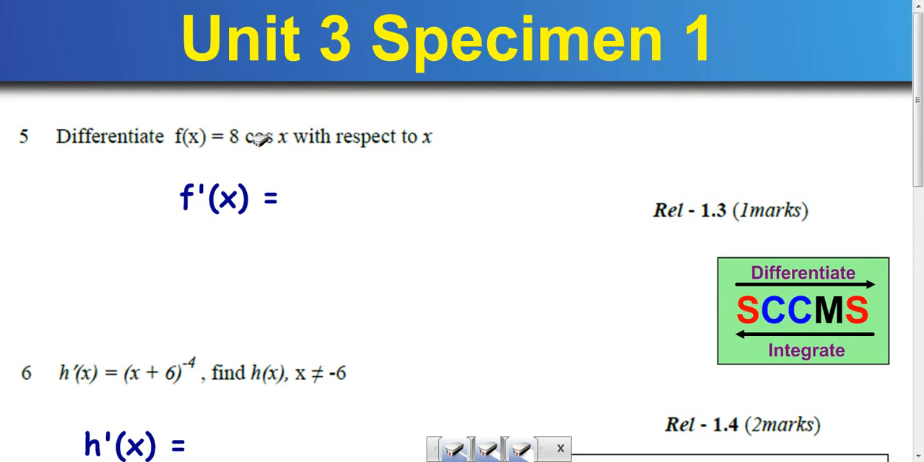So anyway, we're differentiating cos, so you're starting here, so cos goes to minus sine, so it's minus 8 sine x. Remember that 8 just stays the same. If you're differentiating 8 cos x, then it's a cosine wave going up to 8 and down to minus 8. When you differentiate this, then you flip the graph over, it turns into a sine wave, but it still goes up to 8 and down to minus 8.